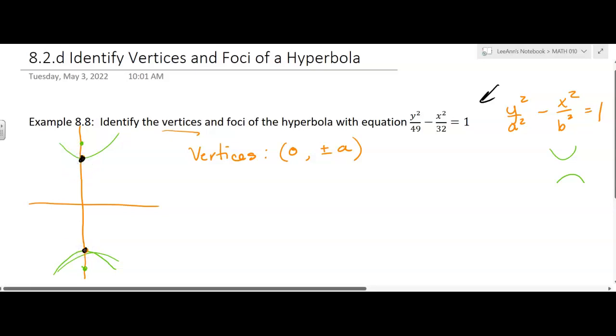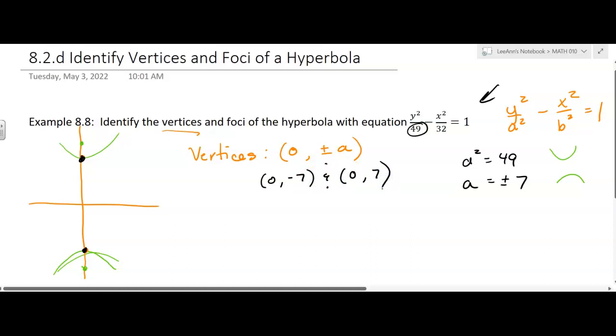Now what is a for us? Well, a squared is 49, so that means a is plus or minus 7. So our vertices are going to be 0, comma, negative 7 and 0, comma, 7. Those are going to be the vertices.